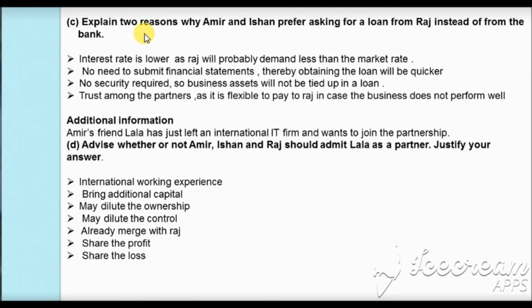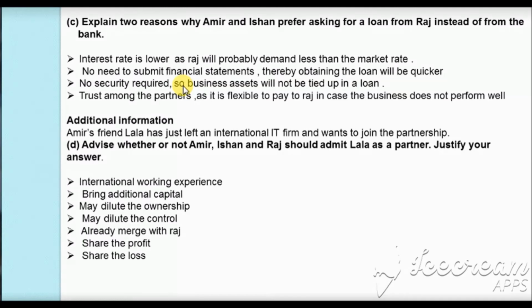In the C bit of the question, we are asked to explain two reasons why Amir and Ishan prefer asking a loan from Raj instead of from the bank. You see, as Raj is the partner in the new partnership firm, hence he will demand a lesser rate of interest when compared to the rate of interest which will be demanded by the bank. Furthermore, as he is a partner, he will be well aware about the financial statements of the firm, hence there is no need to submit the financial statement here, and the loan can be obtained easily, whereas in case of bank they have to submit the financial statement and wait for getting the loan, which may require time, and it may not be that easily obtained as it can be obtained from Raj.